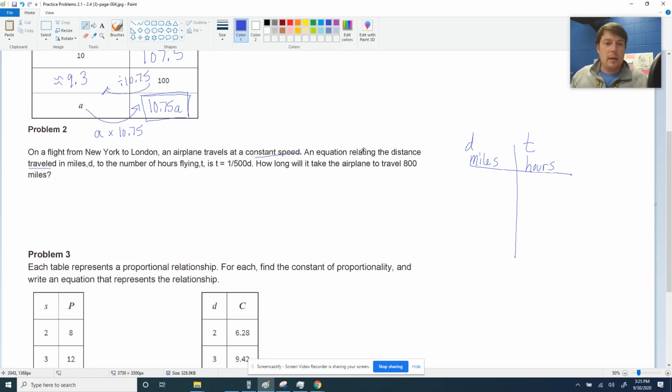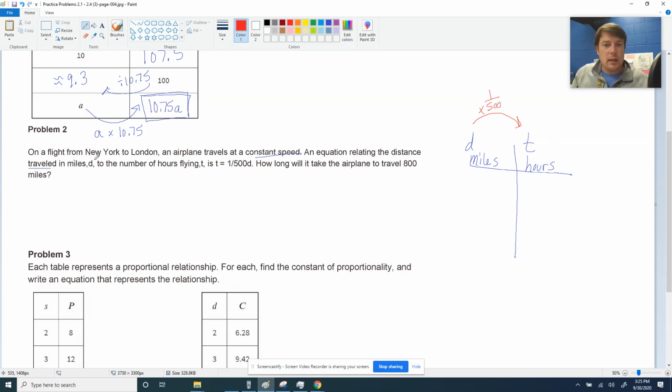And they're telling me to find out what T is. For me to get to T, I have to take 1 over 500 and multiply it by D. So D times 1/500 will tell me what T is.